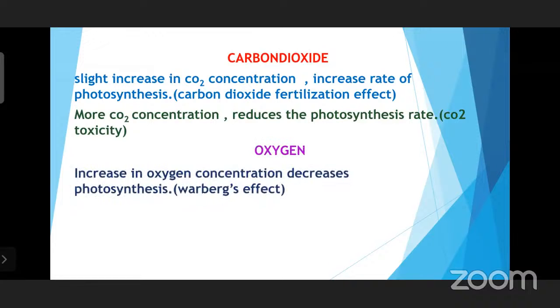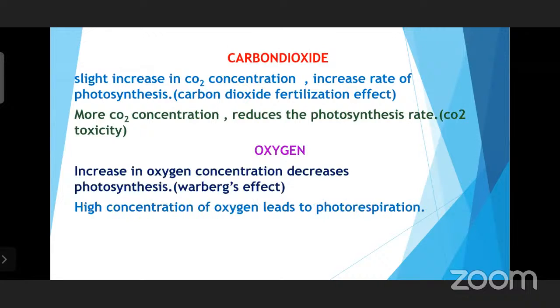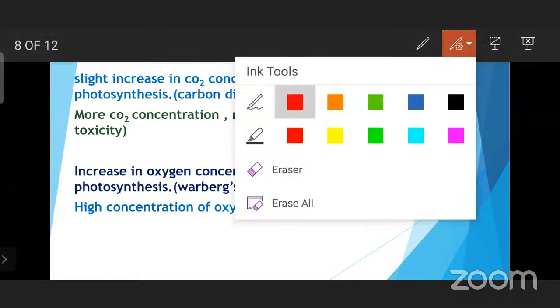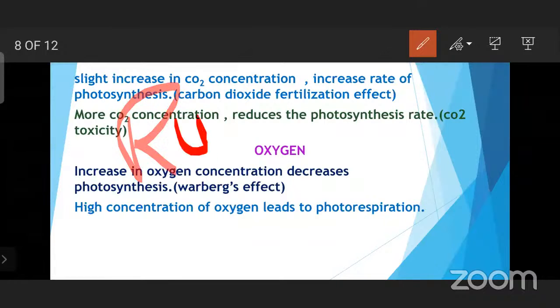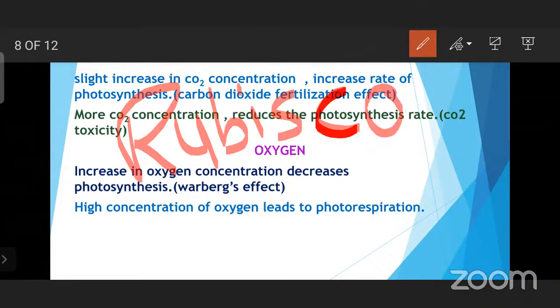Oxygen. Oxygen is the end product of the light reaction. This oxygen will be present in the leaves after the light reaction. Then it will diffuse outside. Here, an increase in oxygen concentration decreases photosynthesis. If more oxygen is there, you know the nature of the Rubisco enzyme. RUBISCO is carboxylase as well as oxygenase. So the carboxylase nature is very important for photosynthesis.